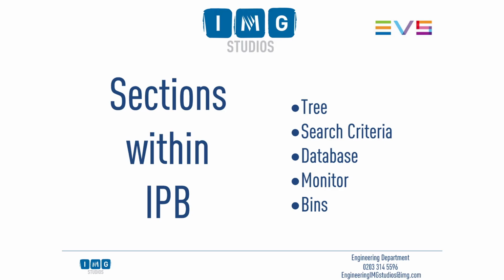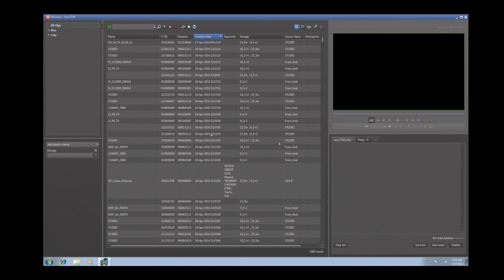Now for the IP Browse proper. IP Browse is fundamentally an IP Director Lite. I'm going to take you through the following sections within IP Browse, and if you've used IP Director before, this should be fairly simple. First, the tree. It comes in 3 sections: All Clips, Bins, and Logs.